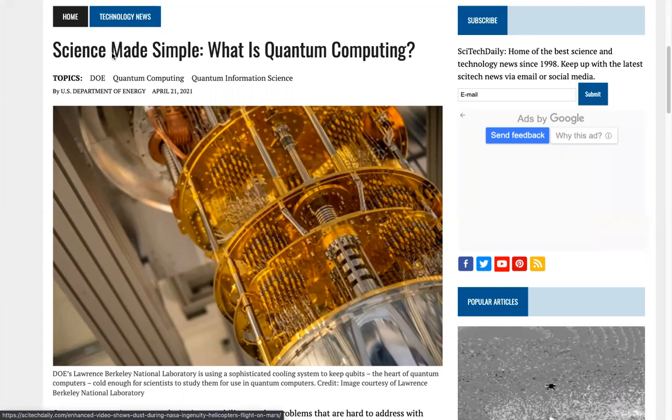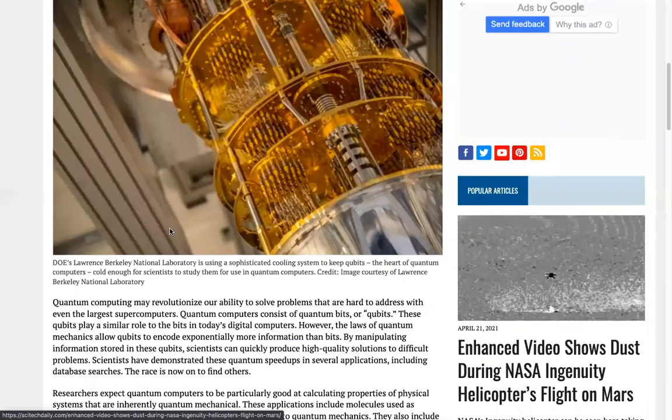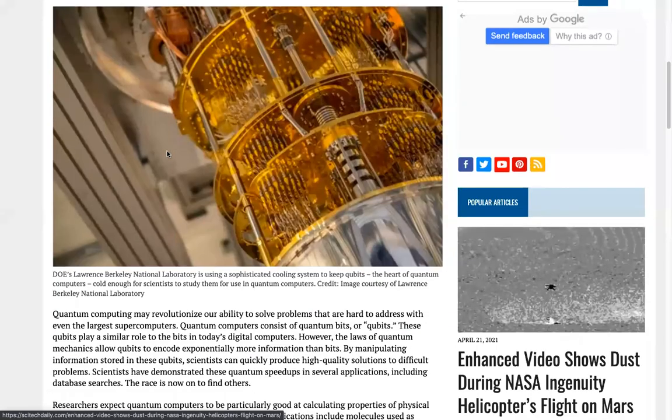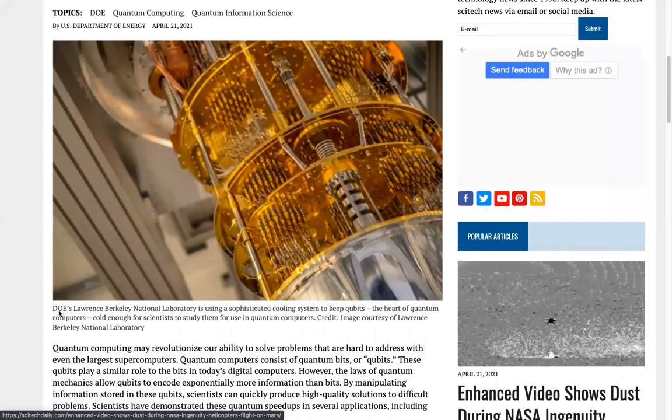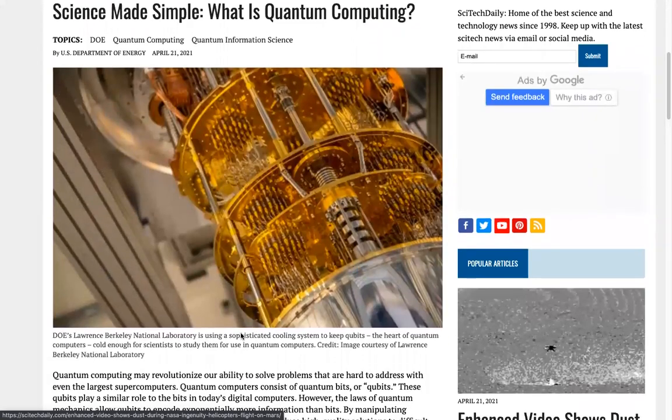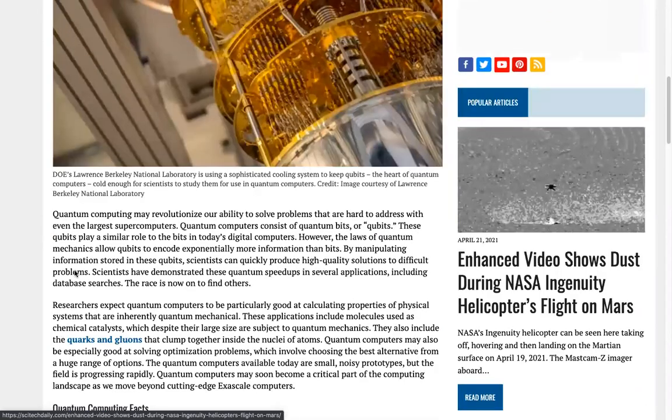So, today I am with an article from Science Made Simple. It is basically the explanation of quantum computing, just the basics. And you can see this is a quantum computer from DOE's Lawrence Berkeley National Laboratory. It's a cooling system to keep the qubits, I guess. All right, DOE stands for Department of Energy. Okay, so let's read it out.